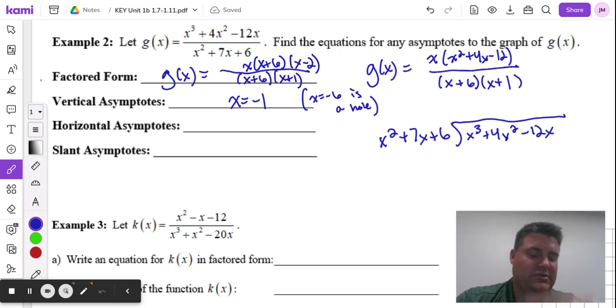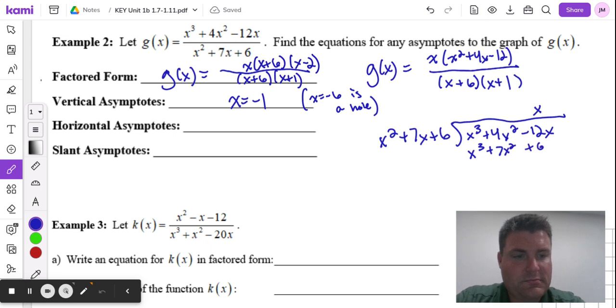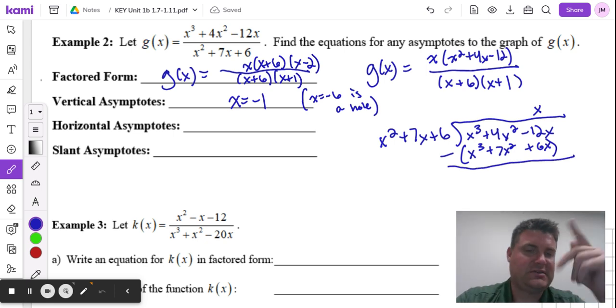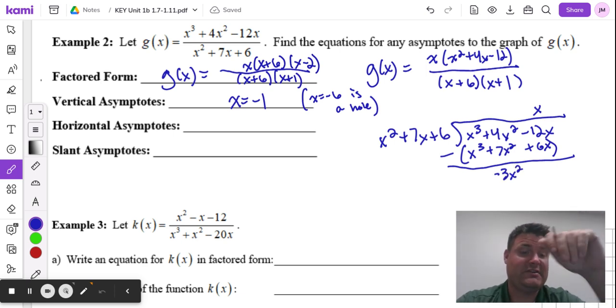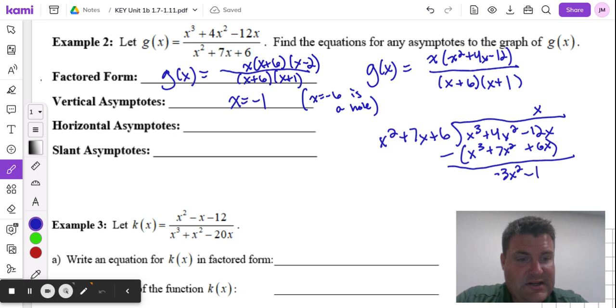Okay, x squared goes into x cubed x times, multiply that all the way through, and we are going to subtract everything. x cubed minus x cubed gone. 4 minus 7x squared is -3x squared. 4x squared over 7x squared. -12 minus 6 is going to be a minus 18x.